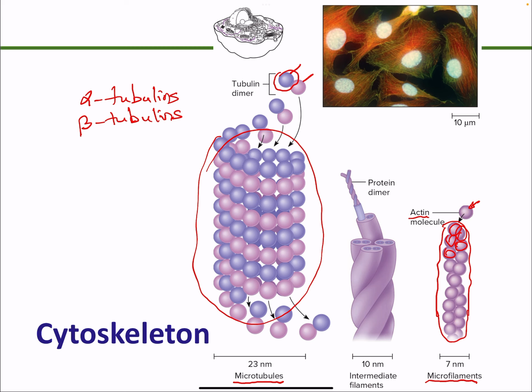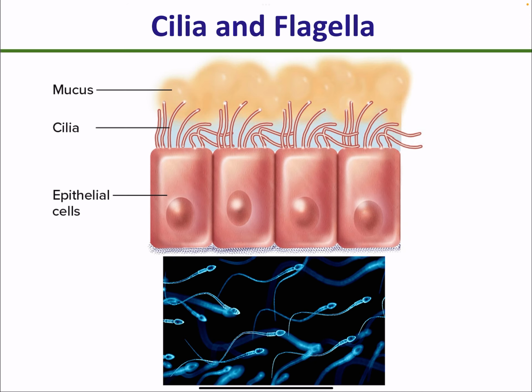And then the third type of filament that is part of the cytoskeleton is going to be the intermediate filament. We call them intermediate filaments because of their intermediate size between the microfilaments that are thin and the microtubules that are large. So those ones are going to have an intermediate size, right?